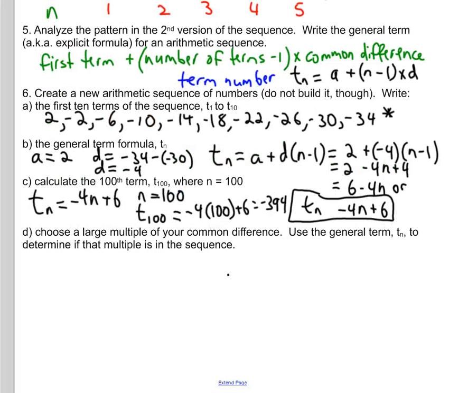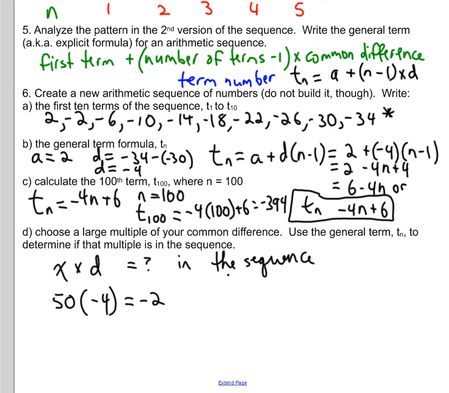Last thing we might want to look at is, is every multiple of our common difference necessarily going to be in the sequence? So kind of asking the question, multiples of d, whatever those are, are those in the sequence? Well, let's see. Negative 4 is our common difference. Let's take 50. 50 multiples of negative 4 is negative 200. Is negative 200 going to be in this sequence?